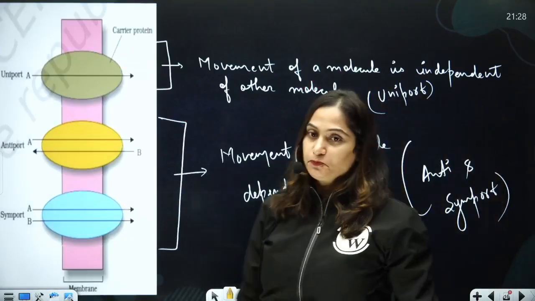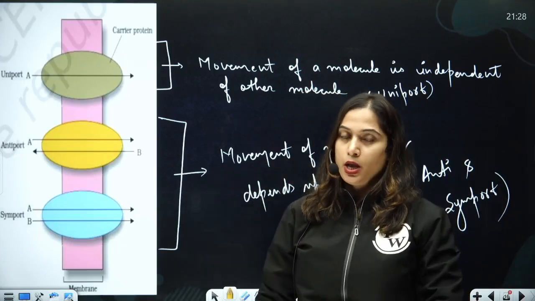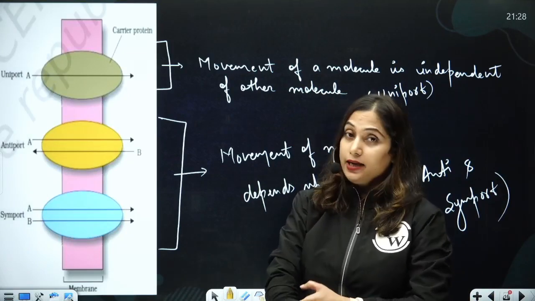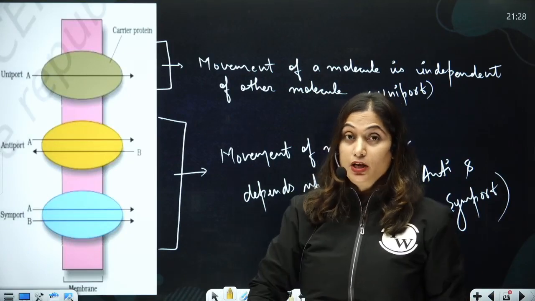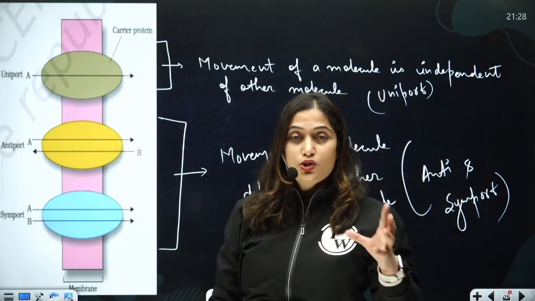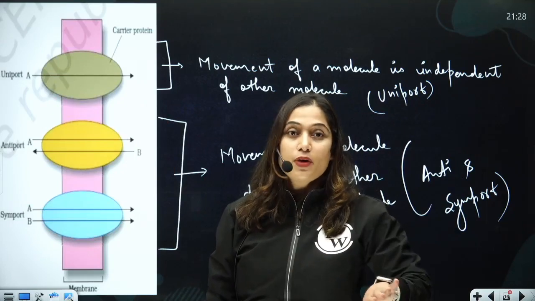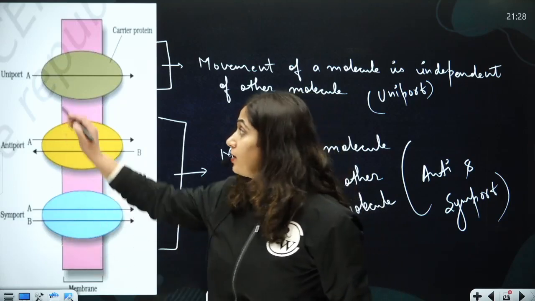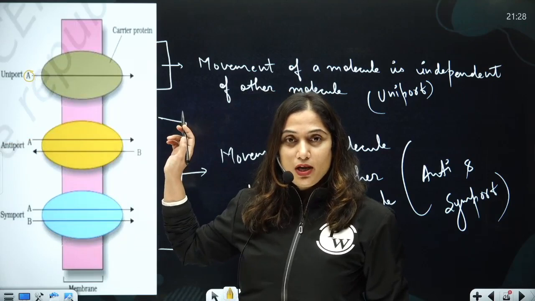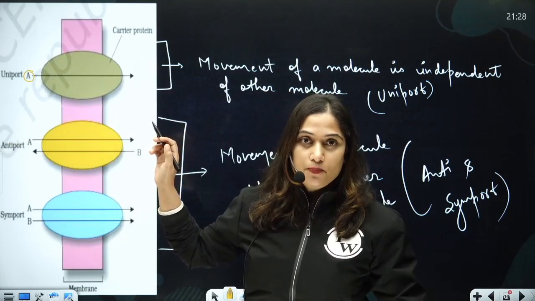Now, what kind of transport can be seen during facilitated diffusion? It can be uniport, antiport and symport. Now what is the meaning of it? Uniport means when the transfer of molecule across the membrane is totally independent from any other molecule. Here the molecule A is getting transported across the membrane without any dependency on any other molecule, right?